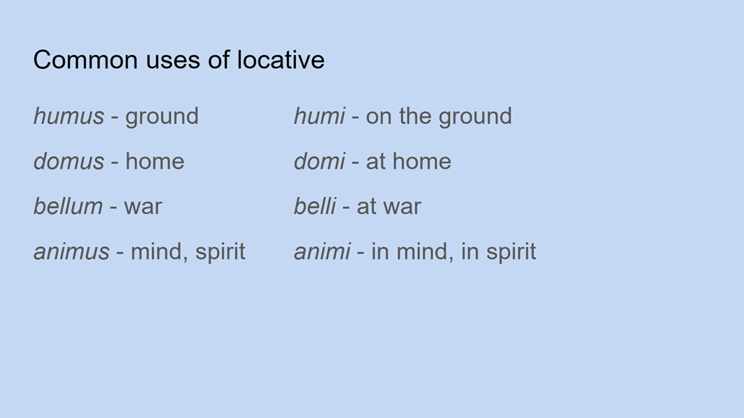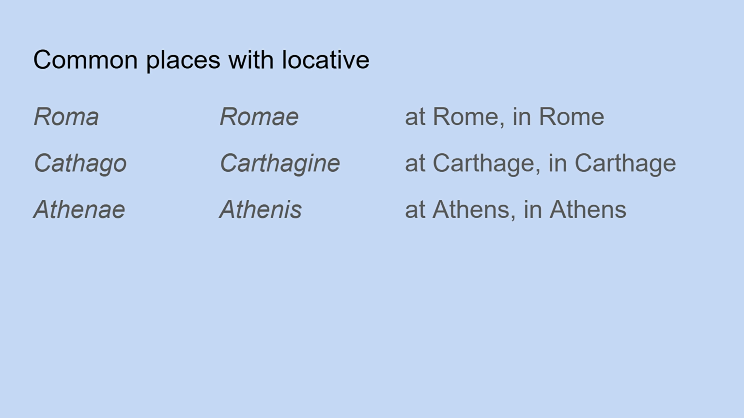So why do I need also the first and third declension? That's because of the city names and place names that we might need. They are often first or third declension. So for example, Roma goes to Romae, at Rome or in Rome. Carthago goes to Carthagine, at Carthage or in Carthage. That's a third declension, with my e sound at the end. Athenae goes to Athenis, which is at Athens or in Athens.